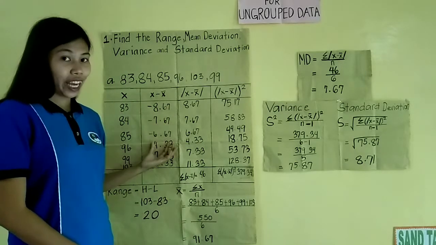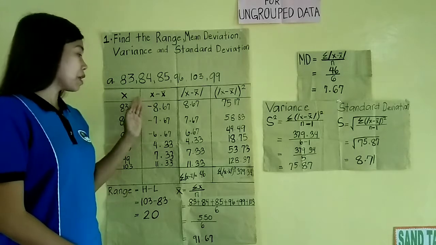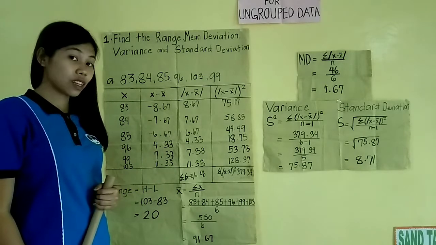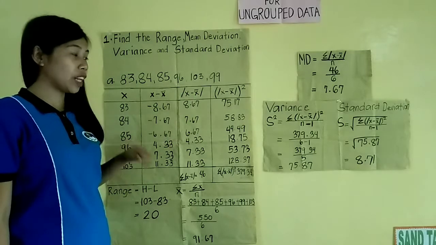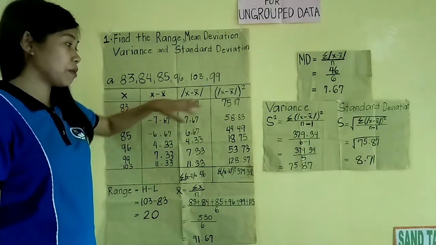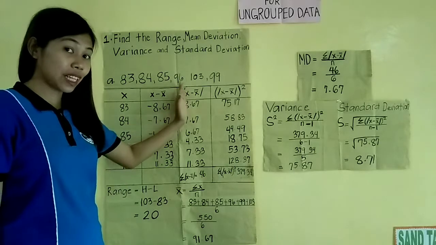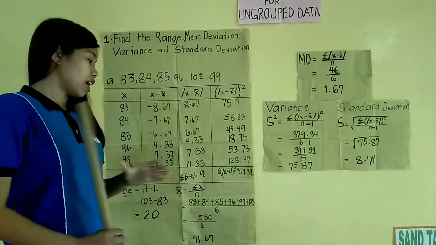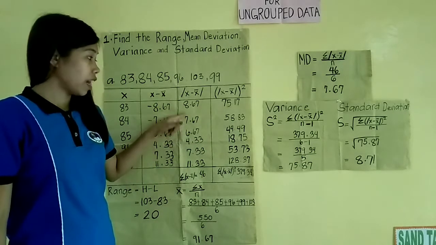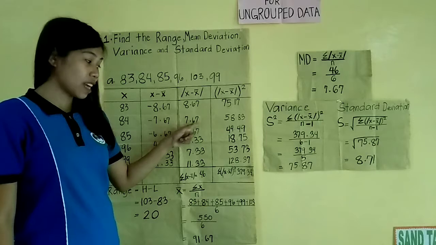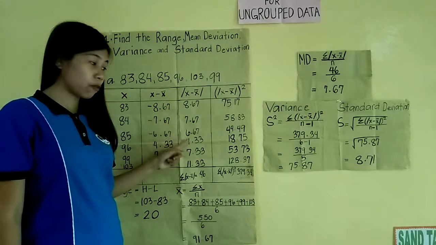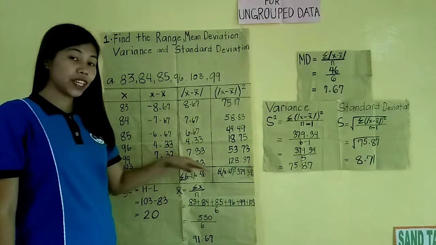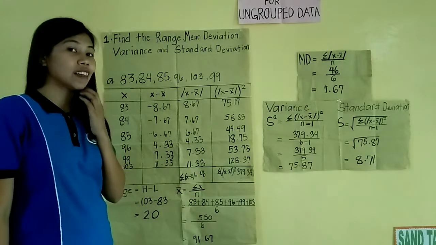Now, what do you notice? Yes, there are negative signs. How do we make them positive? Of course, with the help of the absolute value. Absolute value of x minus mean. Just copy it, but with a positive sign in this column. Okay? After that, add up 8.67, 7.67 plus 6.67 plus 4.33 plus 7.33 plus 11.33 is equal to 46.